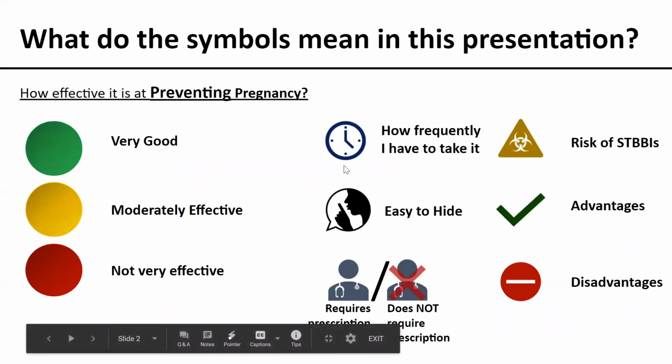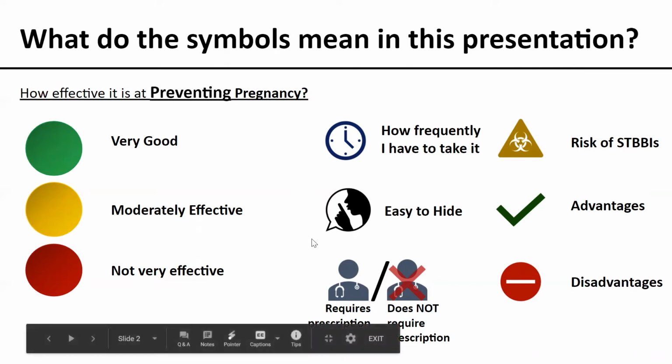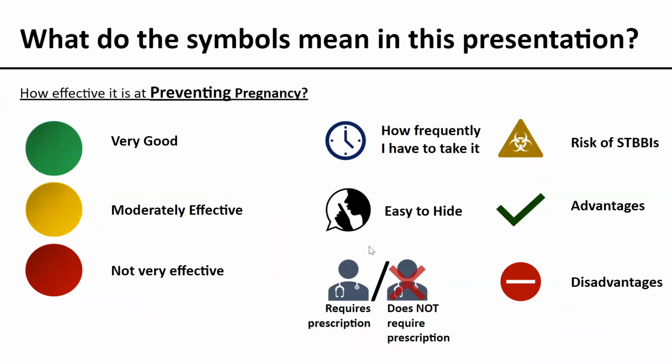The clock tells us how frequently we need to take the contraceptive in order for it to work. The person whispering tells us that the contraceptive is easy to hide. The healthcare practitioner, without the red cross through it, tells us that we require a prescription in order to take this contraceptive, and the one with the red cross tells us that we do not require a prescription.